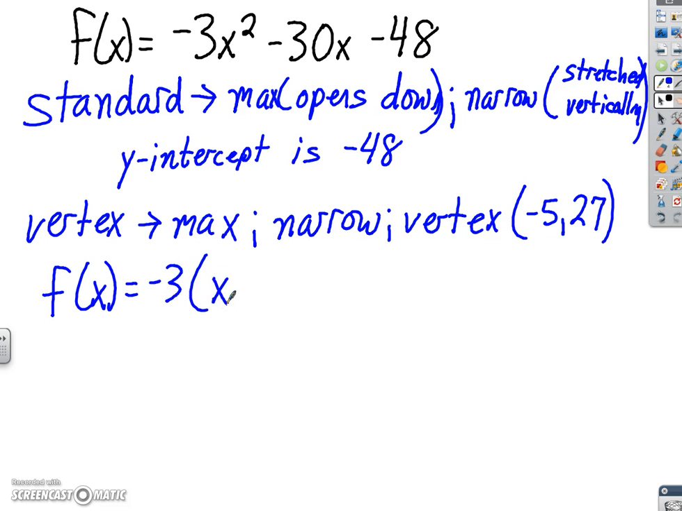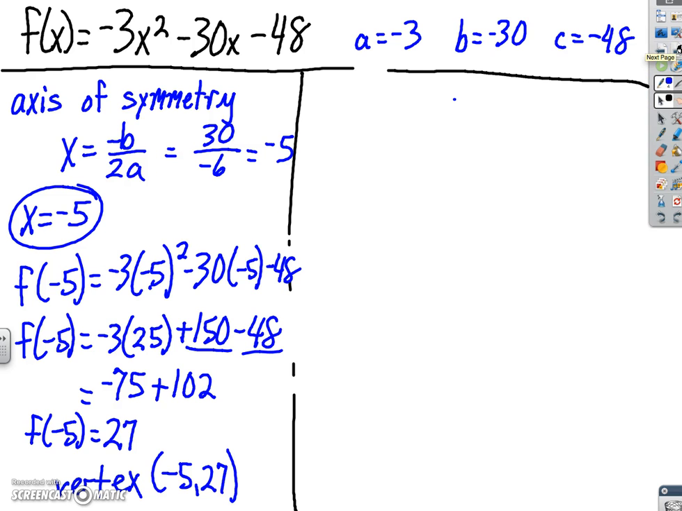times x minus, this is our h term of our vertex. Well, it's a negative 5, so we're going to be plus 5 squared, and then plus our y term, 27. So f of x equals negative 3 times the quantity x plus 5 squared plus 27. So there's vertex form. All right, one more form to go.